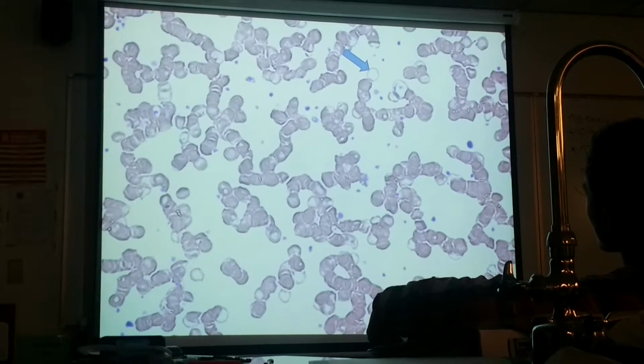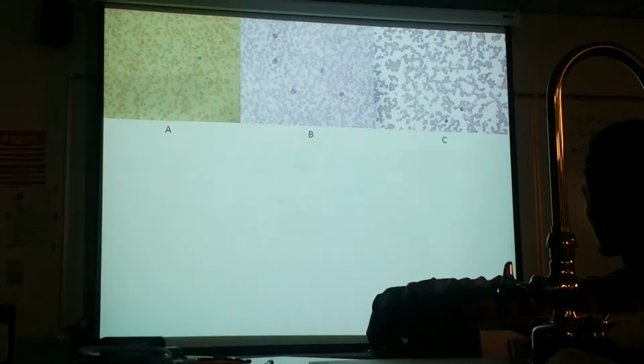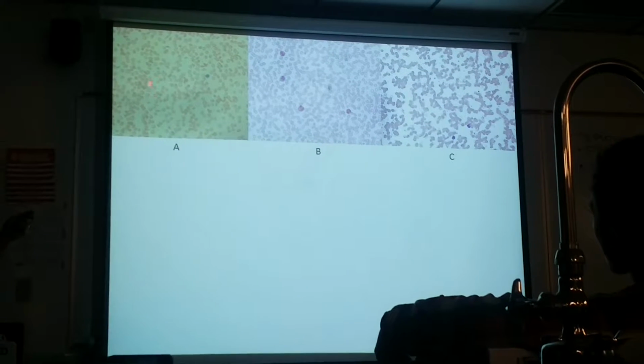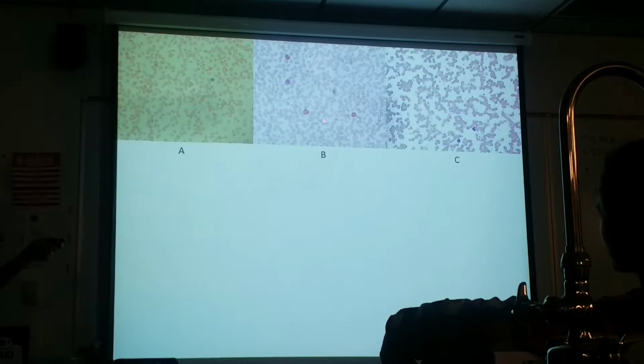Okay, this is a blood condition. I'm pointing to a microcyte. This is iron deficient anemia. Recognize it as that. Here's 3 things. I know it's kind of hard to see in the back maybe. A, sickle cell anemia. B, eosinophilia. And this is our iron deficient anemia.